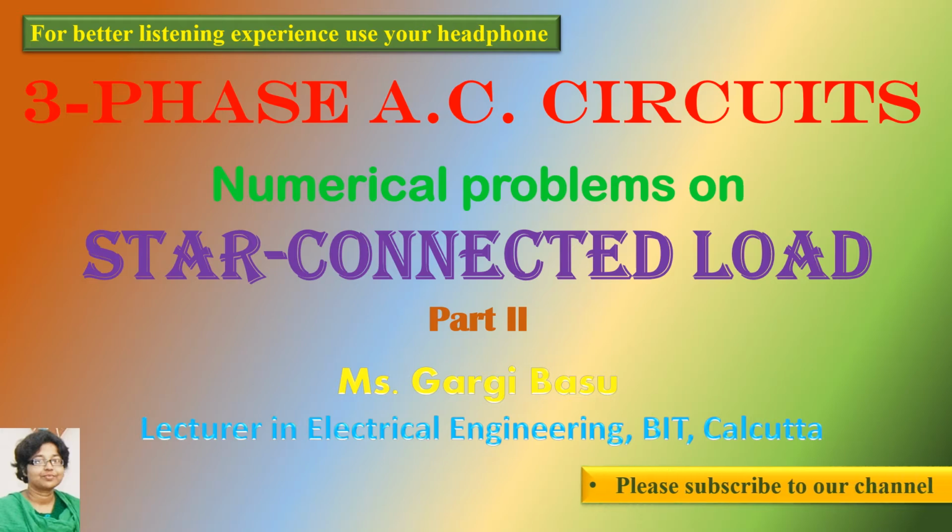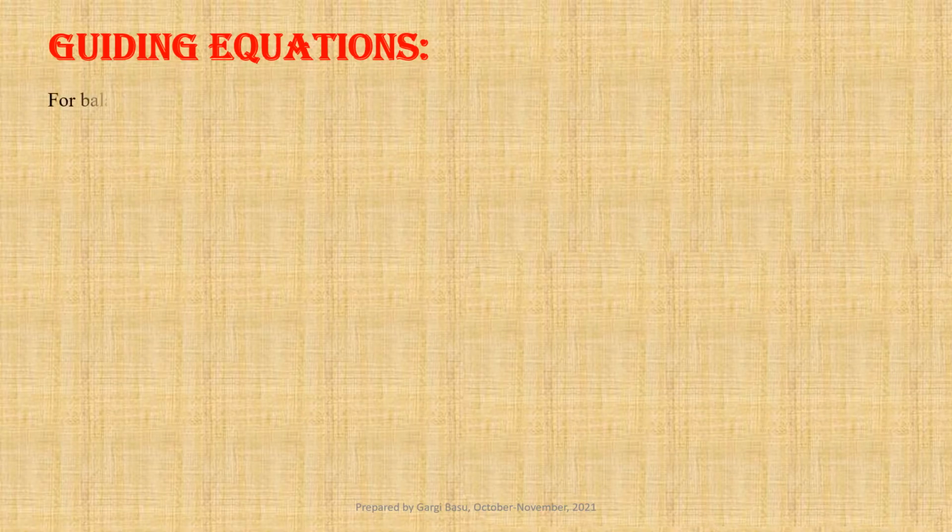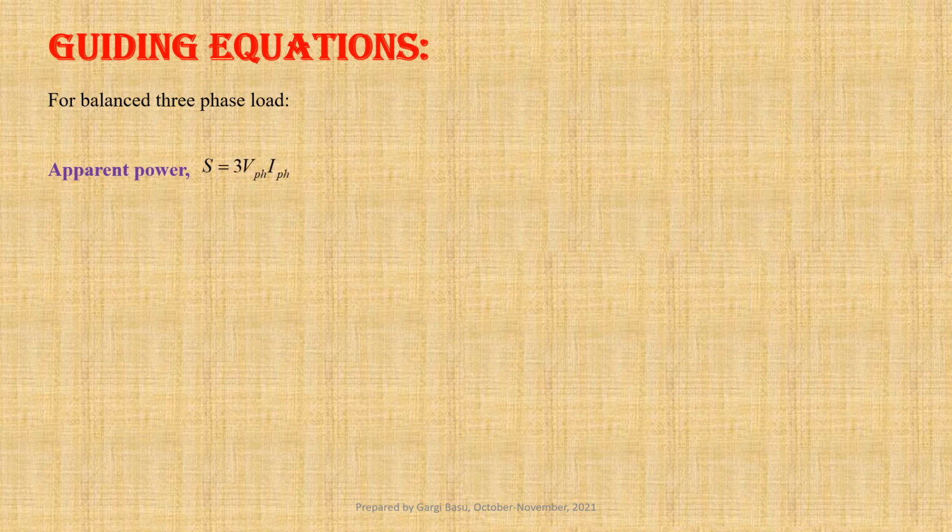Today we are going to solve a couple of numerical problems on three-phase AC circuits. By solving these problems, we shall learn how to compute apparent power, active power and reactive power for three-phase balanced star-connected loads. For balanced three-phase load, total apparent power S equals 3 times V phase into I phase, where V phase is the phase voltage and I phase is the phase current.